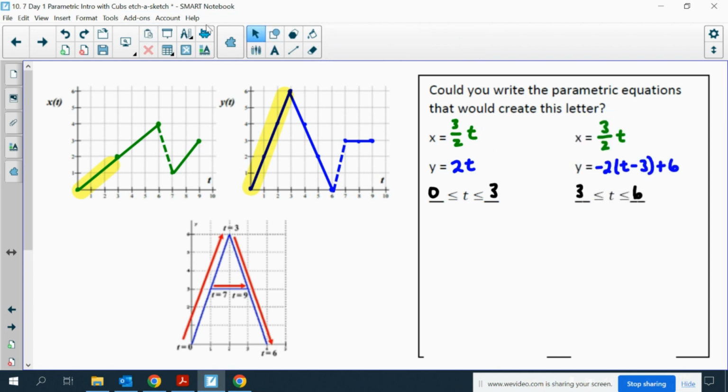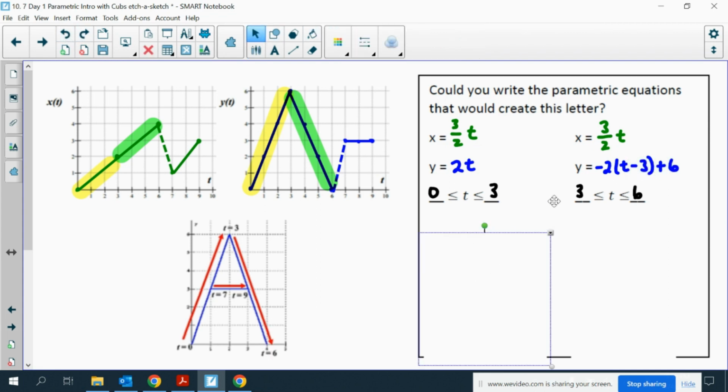Then my next set, I just write the equations of the lines. This equation stays the same because it's on the same line. And then from 3 to 6, notice that this graph is moving down. So since y is moving down, I need a negative slope. And notice that I used the point 3 for t and 6 for y, 3, 6, to indicate what's happening. So I used a point slope type of situation.